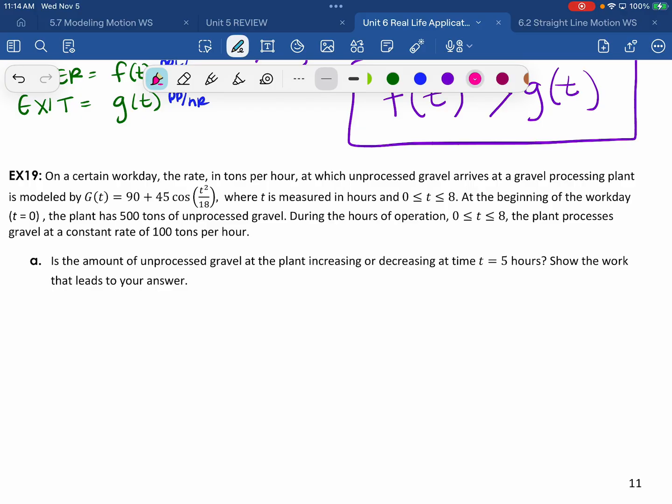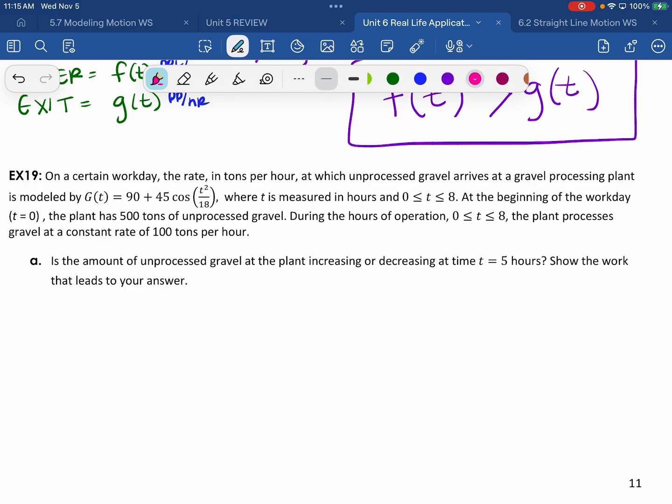All right, so on a certain workday, the rate in tons per hour at which unprocessed gravel arrives at a gravel processing plant is modeled by G of t, and it gives me G of t, where t is measured in hours from 0 to 8. At the beginning of the workday, the plant has 500 tons of unprocessed gravel. During the hours of operation from 0 to 8, the plant processes gravel at a constant rate of 100 tons per hour. Is the amount of unprocessed gravel at the plant increasing or decreasing at time t equals 5? Show the work that leads to your answer. So it gives you a ton of information from the get-go, and you have to kind of break it down.